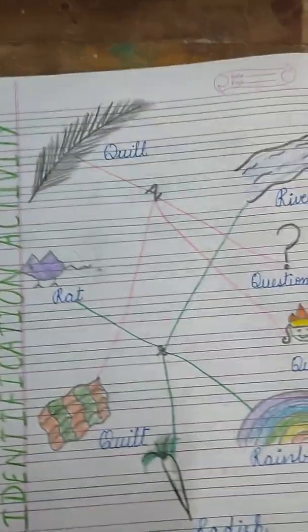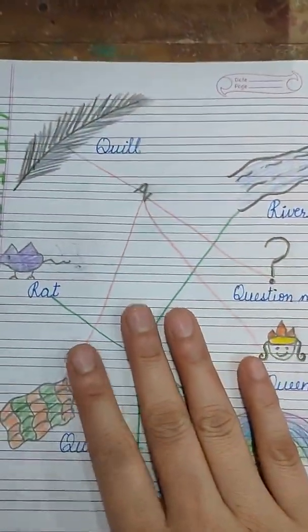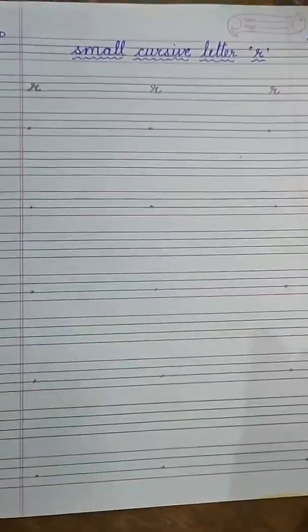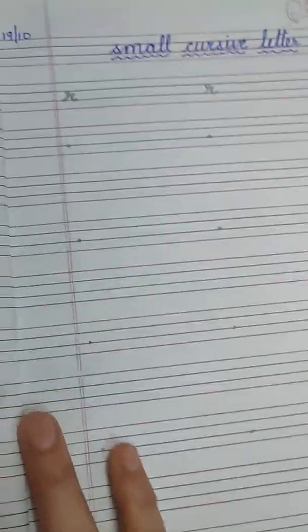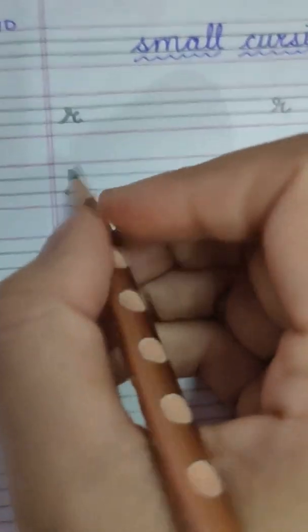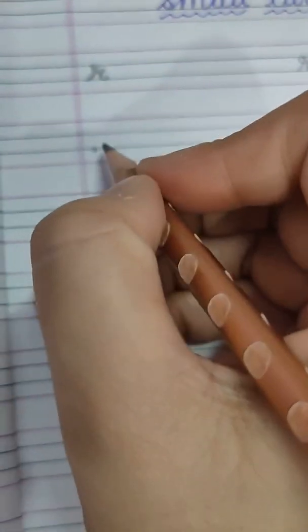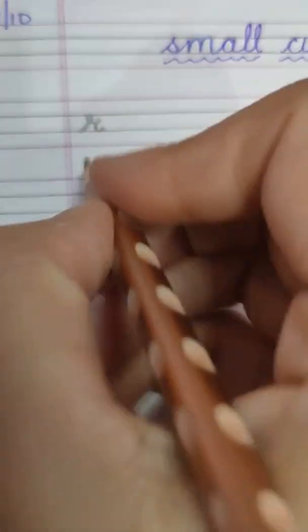Okay kids, now we will do the practice of making letter R. Now let's move on. So kids, let's start the practice of making letter R in our English notebook. As I told you, this is where we have to make R in these 2 lines. So you have to be very careful.